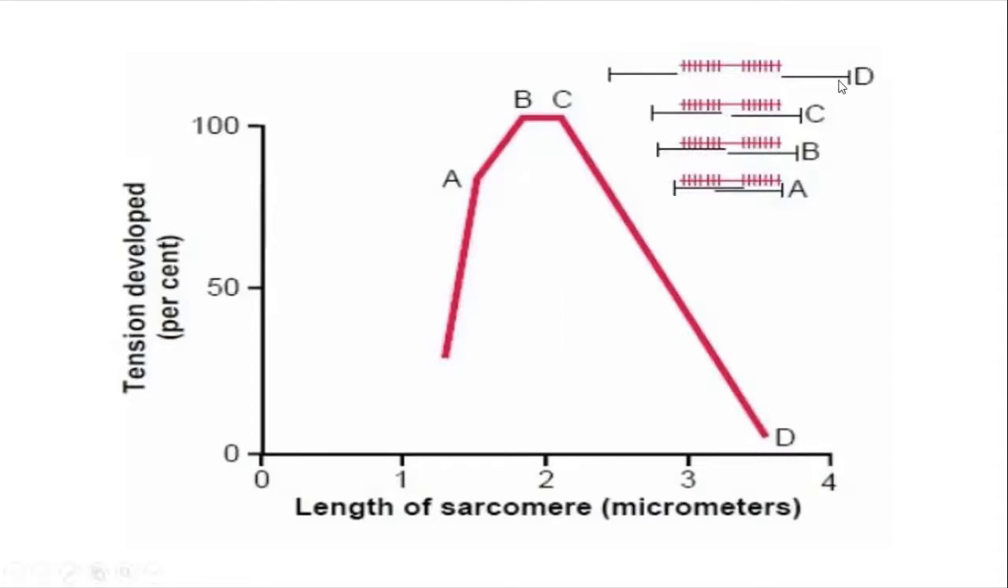Now the point has come to D, that is outside the physiological limit. You can see here the actin and the myosin filaments have moved away from one another. As a result, the tension built up in this case is passive tension and not the active tension. The total tension has increased, but that is only contributed by the passive tension.